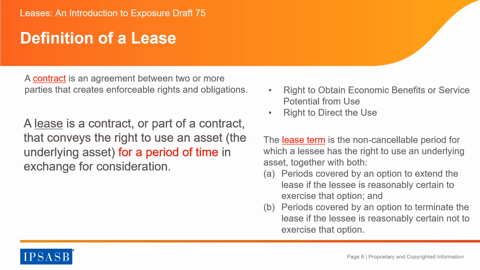The second definition is on the lease term. The lease term is the non-cancelable period for which a lessee has the right to use an underlying asset, together with both periods covered by an option to extend the lease if the lessee is reasonably certain to exercise that option, and periods covered by an option to terminate the lease if the lessee is reasonably certain not to exercise that option. Finally, a lease must have exchange of consideration.